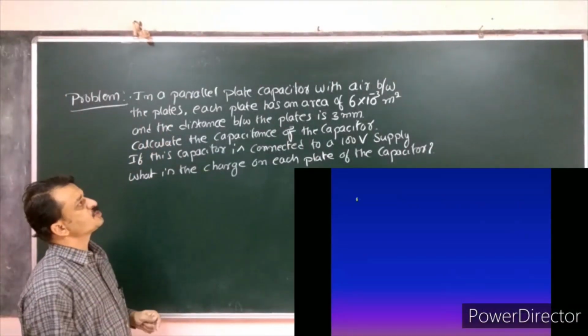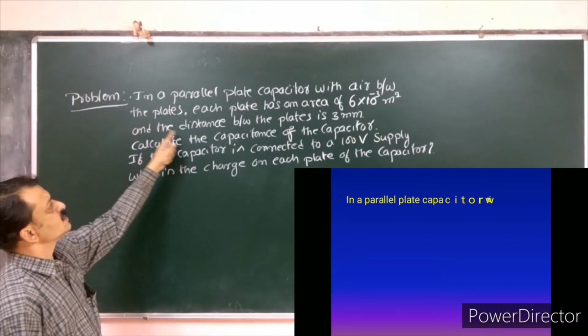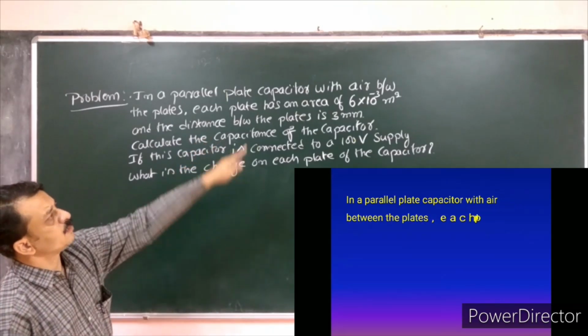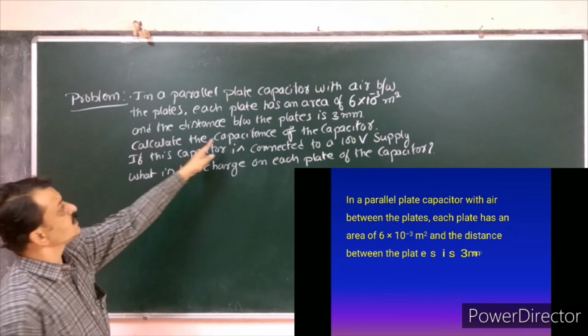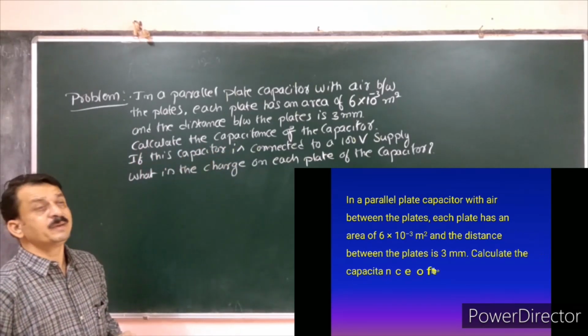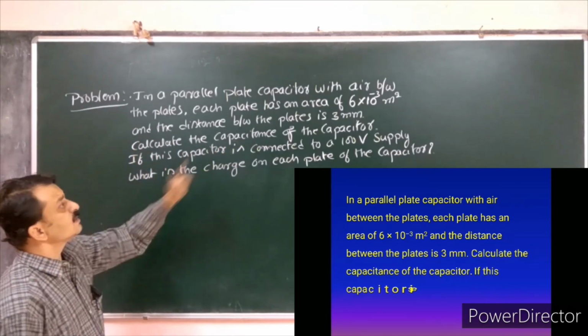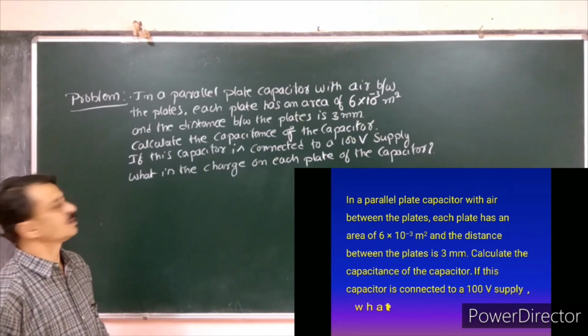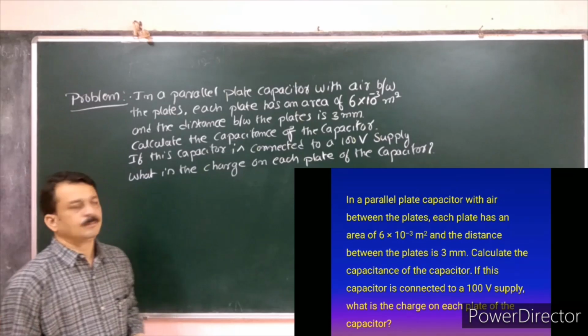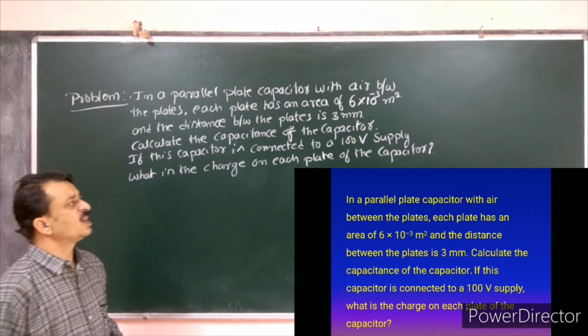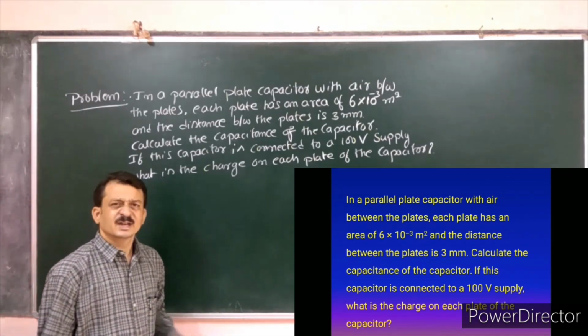In a parallel plate capacitor with air between the plates, each plate has an area of 6 into 10 to the power of minus 3 meter square, and the distance between the plates is 3 millimeter. Calculate the capacitance of the capacitor. If this capacitor is connected to a 100 volt supply, what is the charge on each plate of the capacitor?